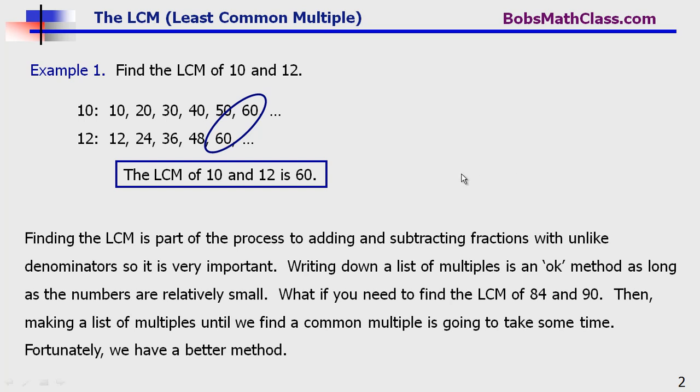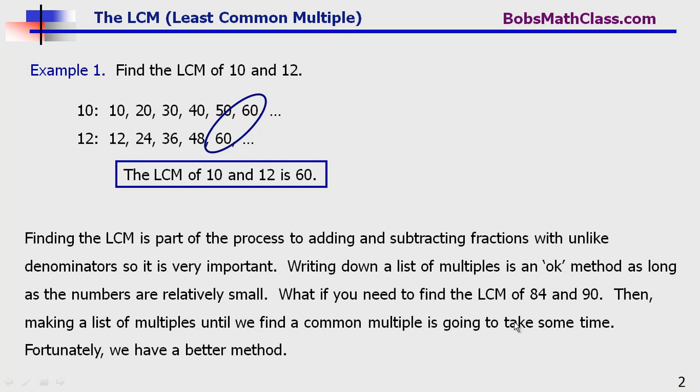Okay, finding the LCM is part of the process to adding and subtracting fractions with unlike denominators. So it is very important. Sometimes we don't realize why we are doing this. You might be asking that all the time. Why are we doing this? And if we want to be able to add fractions, this is what we need to know how to do. We need to know how to find the LCM.